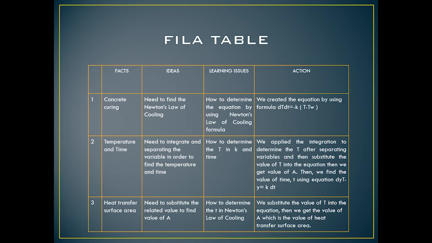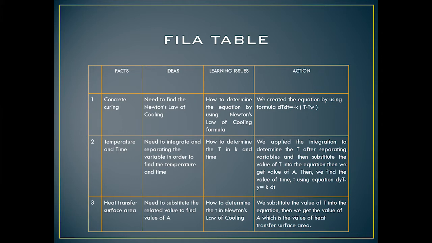The idea is we need to integrate and separate the variables in order to find the temperature and time. The learning issue in this fact is how to determine the t, k and time. So the action that we have taken is we apply the integration to determine the t after separating variables, and then substitute the value of t into the equation that we have got so that we get the value of A. Then we find the value of time t using the stated equation.